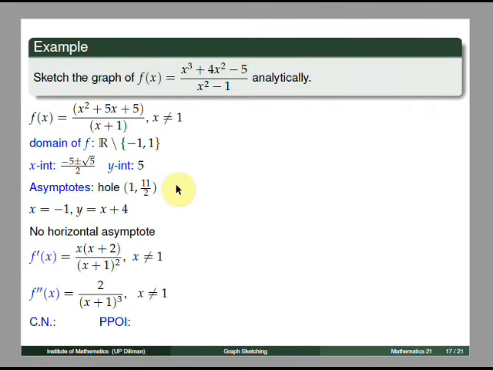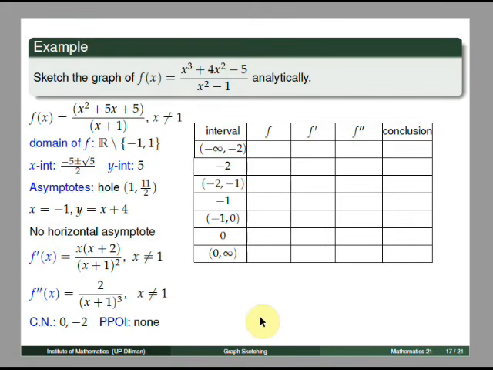The first and the second derivatives of this rational function are shown. This is our first derivative and this is our second derivative. The critical numbers are 0 and negative 2, and we do not have a possible point of inflection. Let's move on. The next step is again to construct the table of signs for f prime and f double prime. So the intervals are as follows.